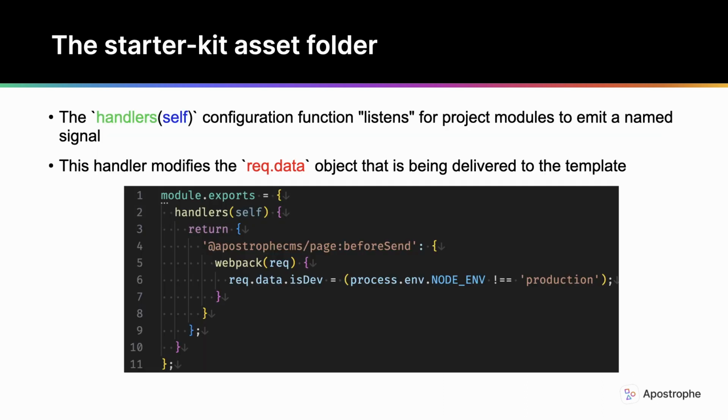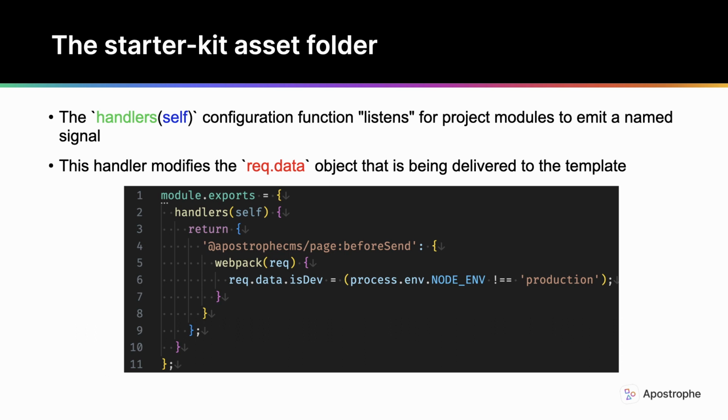This module has a single handlers configuration function. Handlers listen for Apostrophe modules, both core and custom, to emit a named signal. This handler listens for the @apostrophecms/page module to emit the beforeSend server event. This event is triggered just before a requested page is rendered and sent as a response.